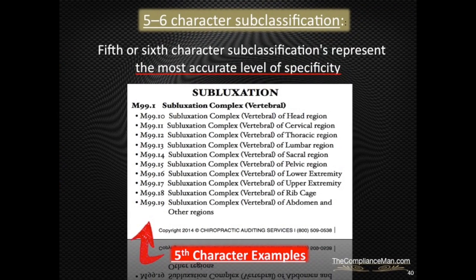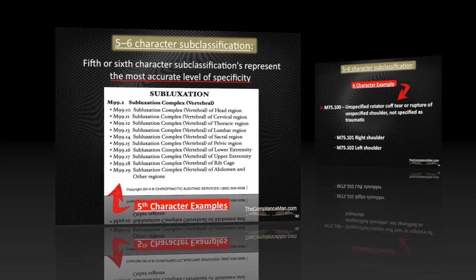In this example, you see the tabular list, and in this case, you see that you have M99.1 of the vertebra, but you can further define that subclassification to M99.11, which would mean subluxation complex of the vertebra of the cervical region. So in this case, it's a 5-character code, and it has a much higher level of specificity and therefore is more likely to get paid.